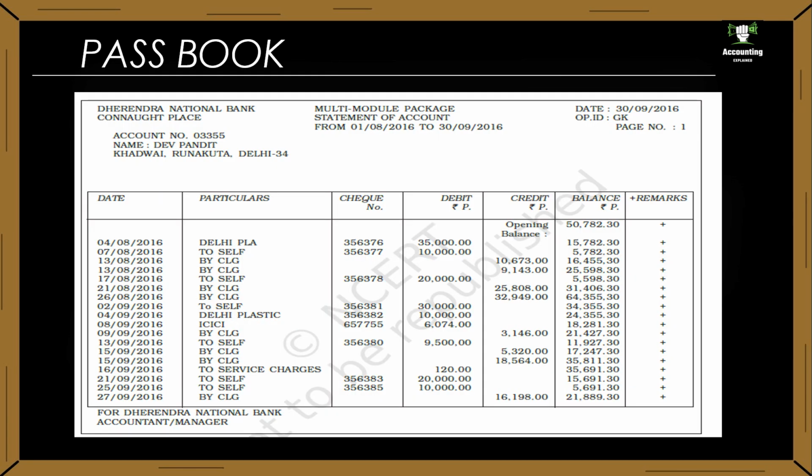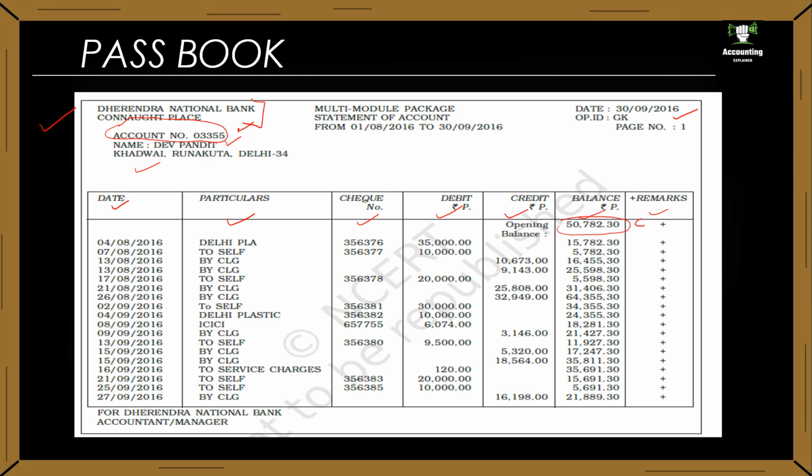This is the format of a passbook. Here the bank name will be provided and the date of issue, that is 30th September 2016. The name of the account holder is Dev Pandit, and all the account holders, whoever opens accounts with the bank, will be given a unique account number. That is what is provided here, and the address of the account holder. The columns in the passbook are date, particulars, check number, debit, credit, balance, and remarks. See here, the opening balance is 5782. It is a normal balance.